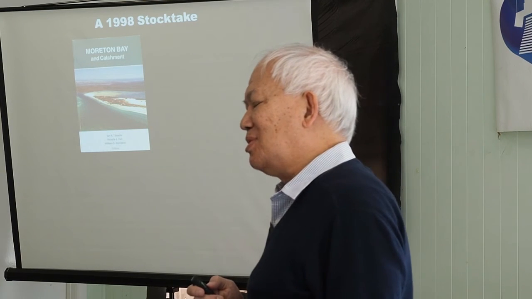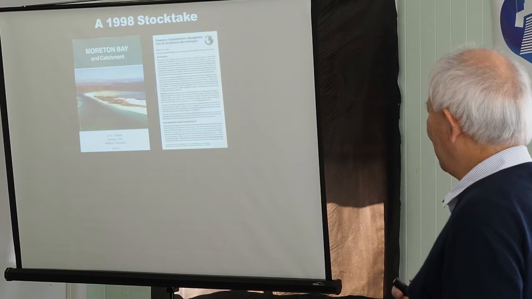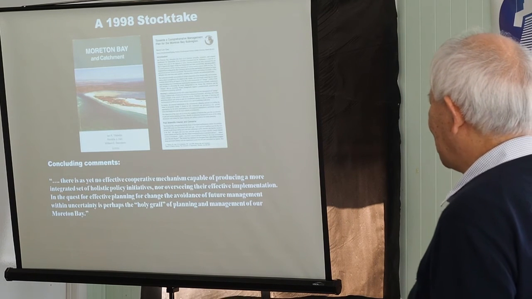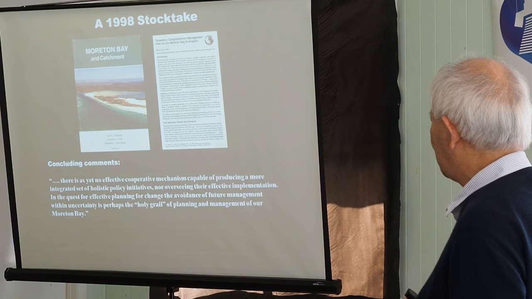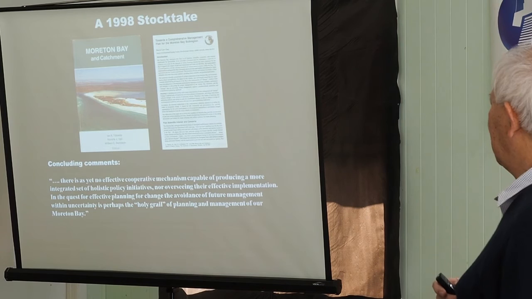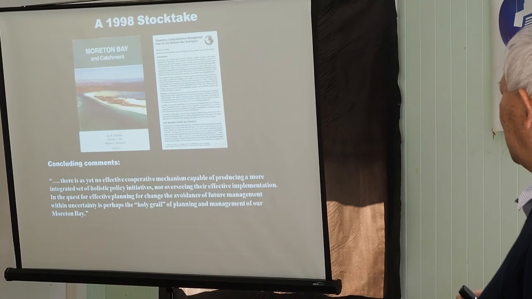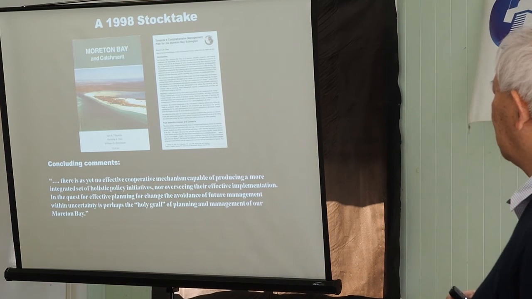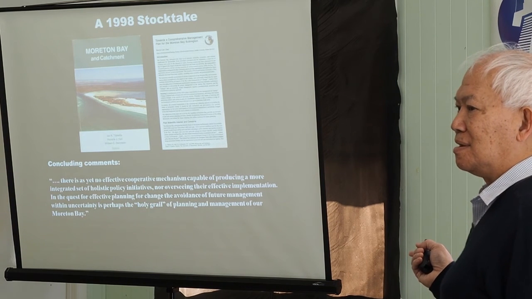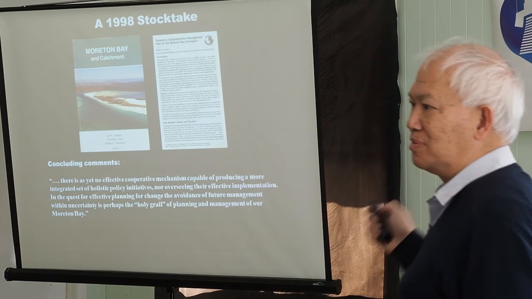I wrote a chapter in this 1998 book about planning for Moreton Bay, and I went back and reread it. And this is how I concluded, quote, "There is as yet no effective cooperative mechanism capable of producing a more integrated set of holistic initiatives, nor overseeing the effective implementation. In the quest for effective planning for change, the avoidance of future management with the uncertainty is perhaps the holy grail of planning and management for our Moreton Bay." I wrote that in '98. And I'm about to write another chapter for the forum this year. I reckon I'll conclude on the same thing.